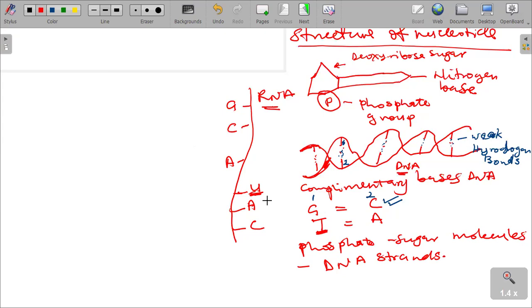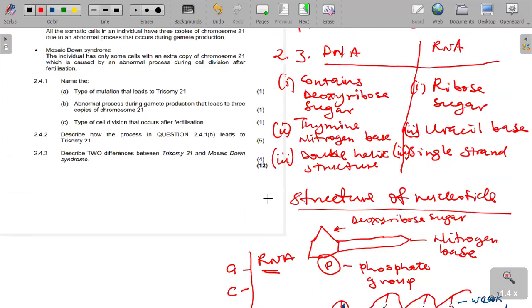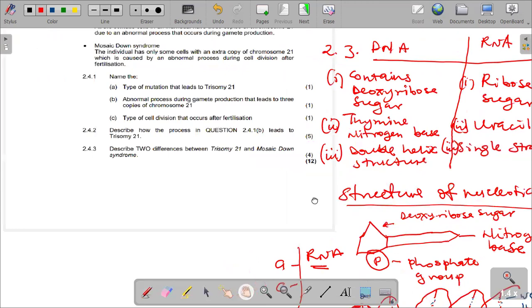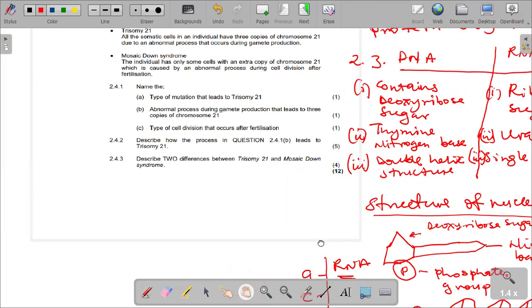That's the point in terms of the structures. We can further move on to our questions. We can move on to the next question. The next question is question 2.